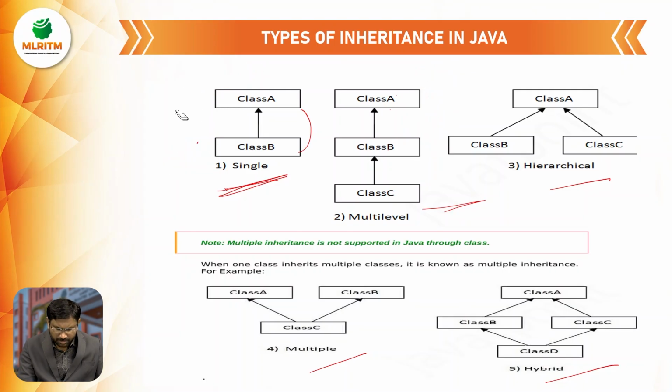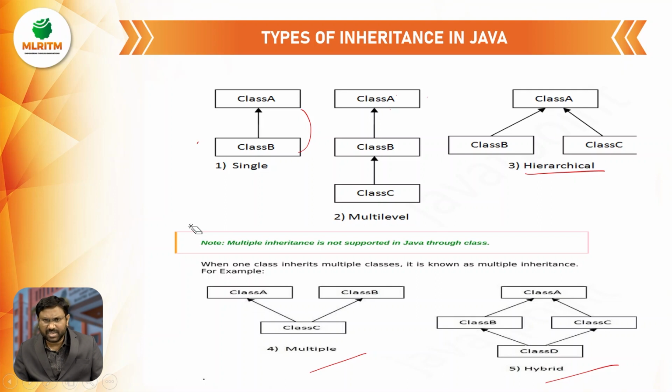Next I am going to explain hierarchical inheritance. Coming to hierarchical inheritance, here class A is the parent class, and class B and class C are the child classes or subclasses. Class A can acquire the properties of only class A.